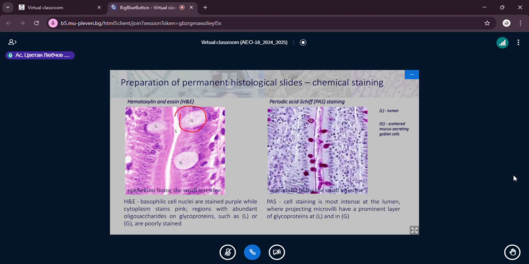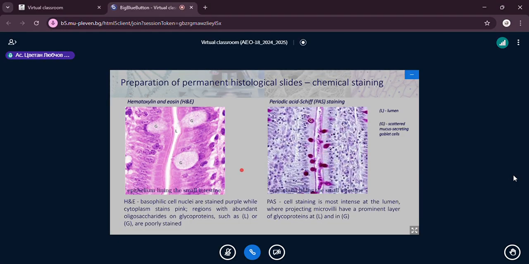Those are the goblet cells, guys, or also called glandular cells. Those cells are filled with mucopolysaccharides or glycosaminoglycans. Those are typical for them, guys. So they will not be stained with hematoxylin eosin. So we're going to see them as holes, empty space there. But if I use the pass reaction, as I said before, you're going to see this one very intensively stained compared to the rest of the tissue, guys.